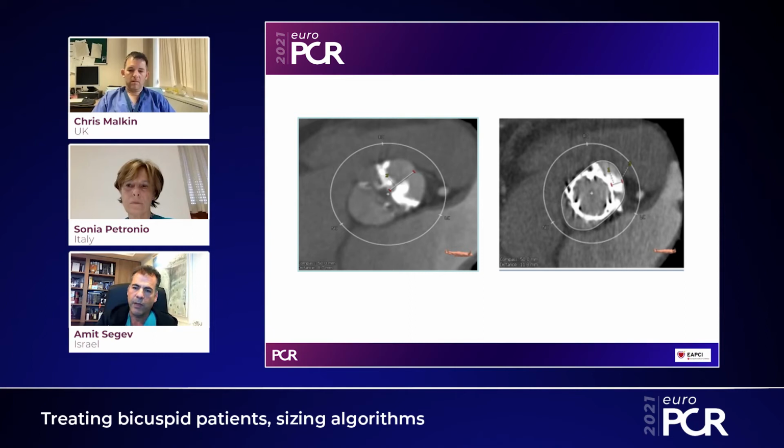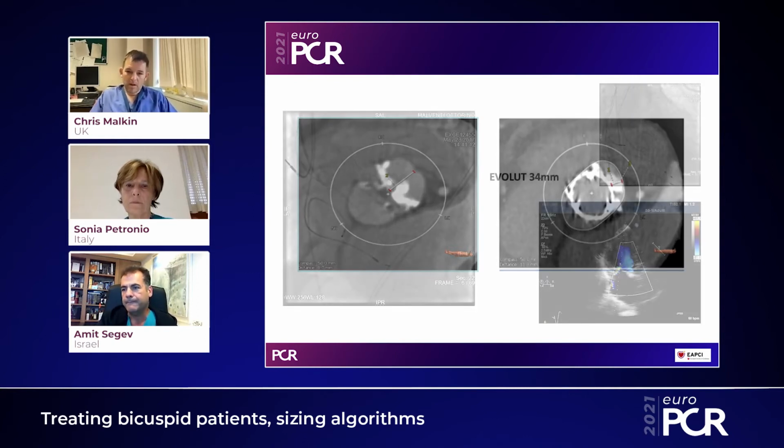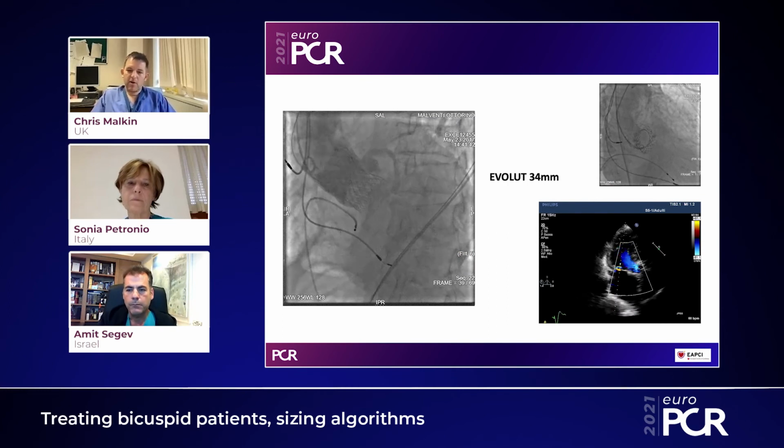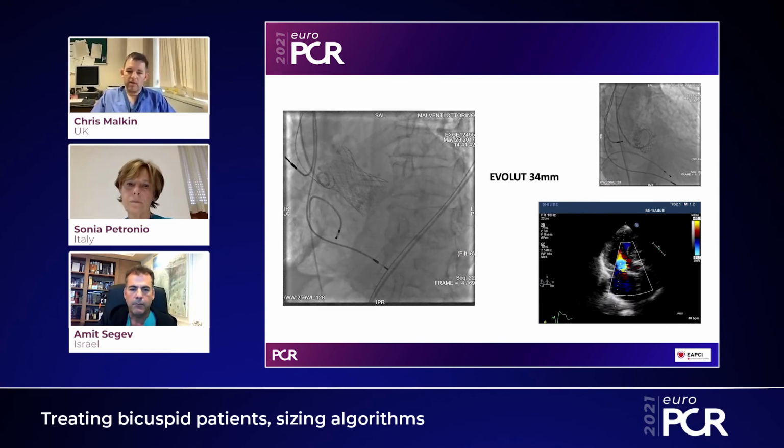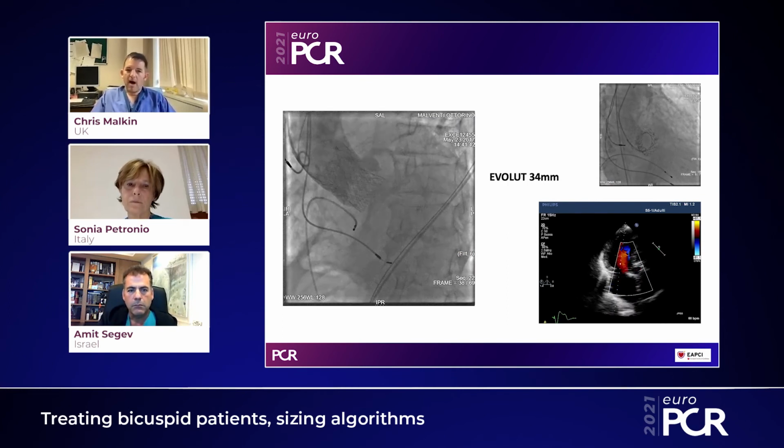So Chris, maybe back to you. How do you decide between the different THV valves in this specific bicuspid anatomy? Well, thank you, Amit. I mean, this CT was a great example just to show the point that this valve is sealing high in the leaflets.